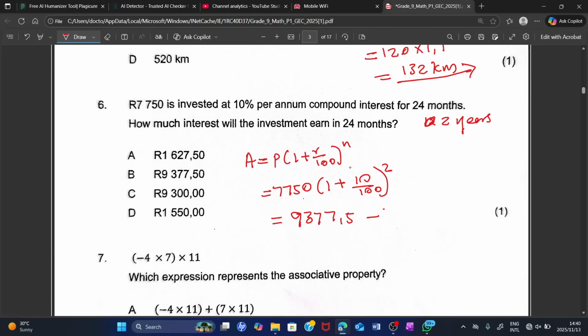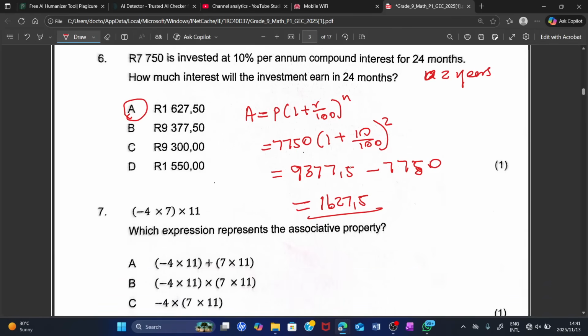Now the question said interest. So for the answer you get, you subtract the amount that was invested, okay? And then when you do that, what is it that you're going to get? Minus 7750. So the answer is 1627.5. Where is that? Right, the answer is there at A. Okay, that is how you answer this question.